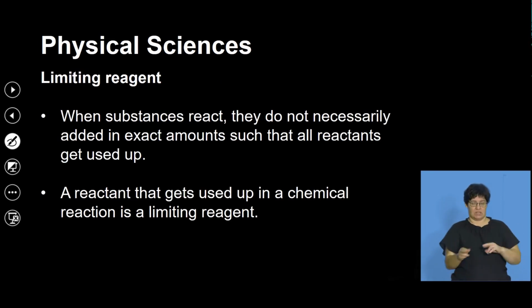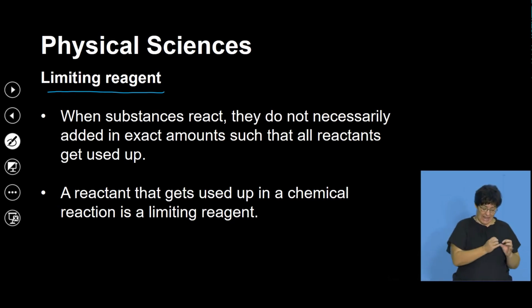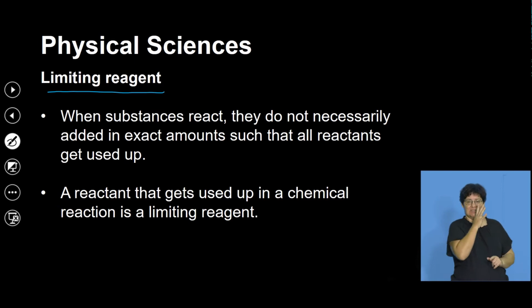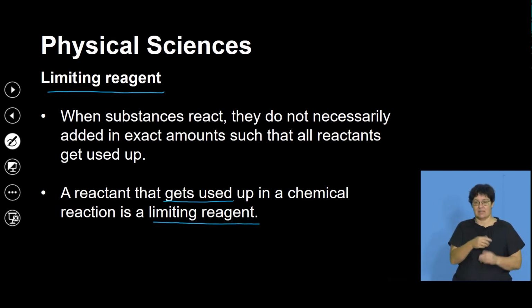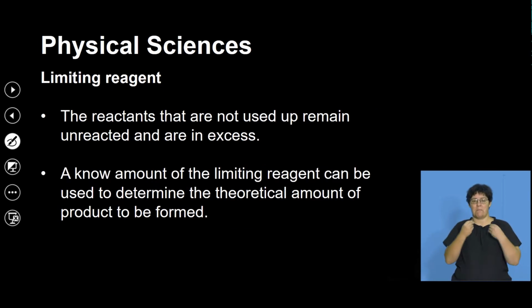Okay, so when substances react in any chemical reaction, when we talk about the limiting reagent now, they do not necessarily react in exact amounts such that all reactants get used up. In a way or the other, one of the reactants usually gets used up or exhausted, and then the other one remains. That which remains is the one in excess. But the reactant that gets used up is what we refer to as the limiting reagent, which will actually determine the amount of the product, right?